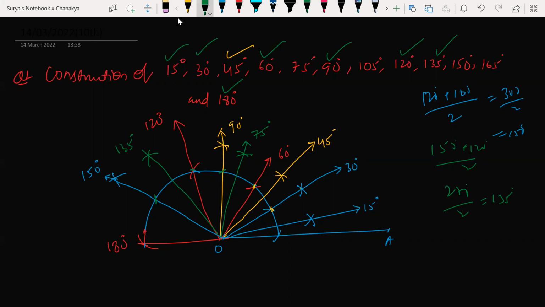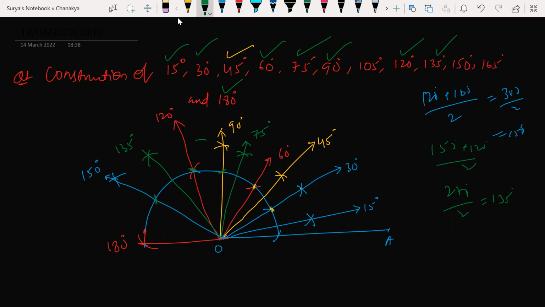Next, 45 degrees also drawn. 75 also we finished. What else are we left with? 105. For 105, what do I do, beta? 120 and 90, can I take? 120 and 90. 120 plus 90, how much? 210. 210 by 2, 105. So it gives me 105, right?